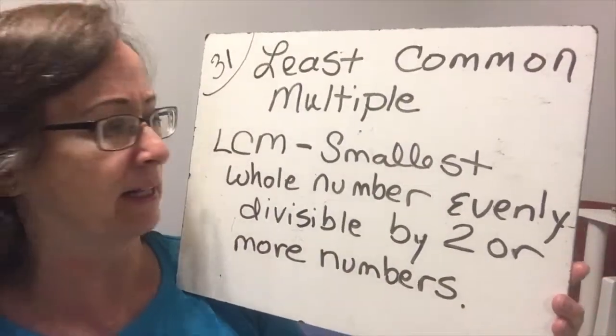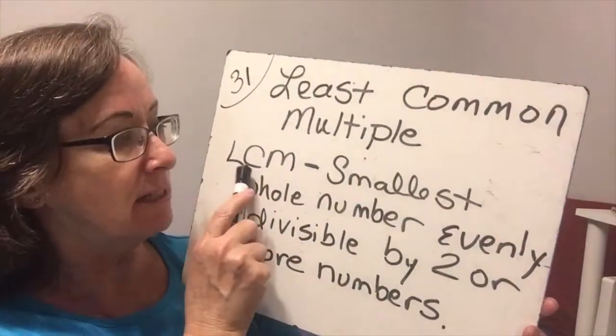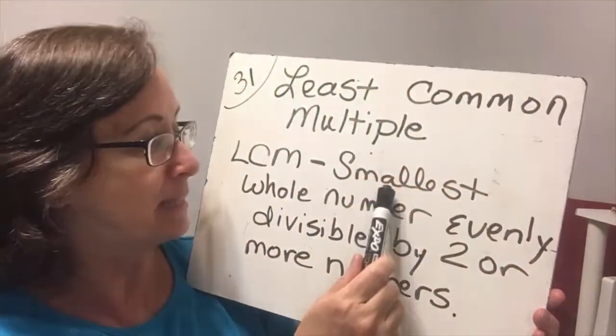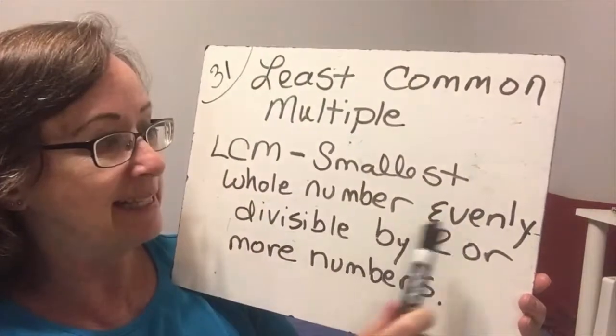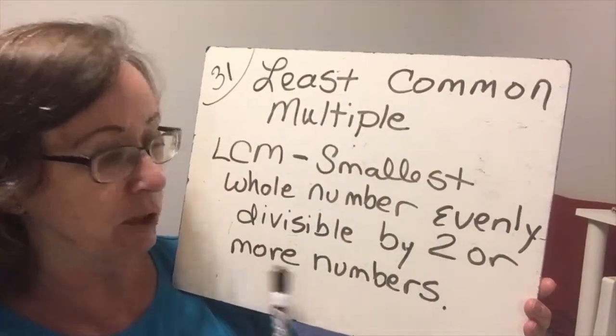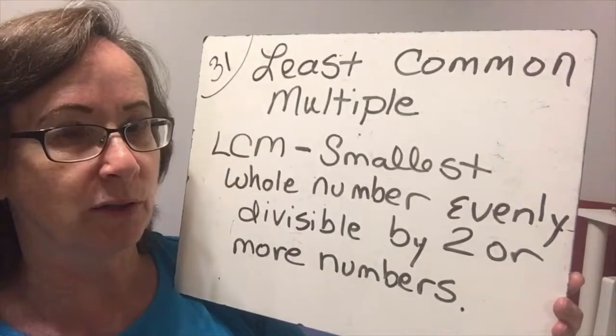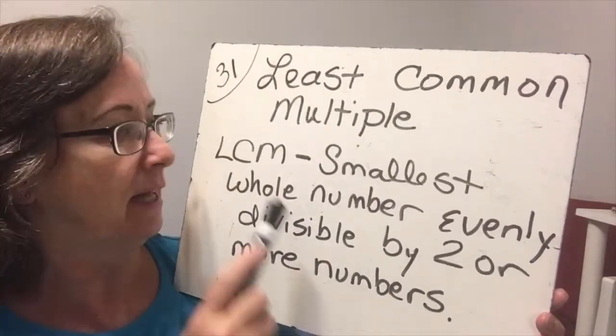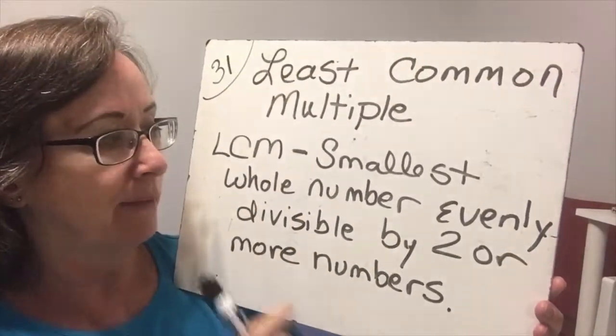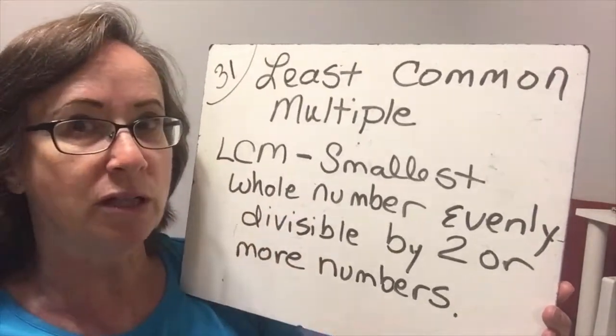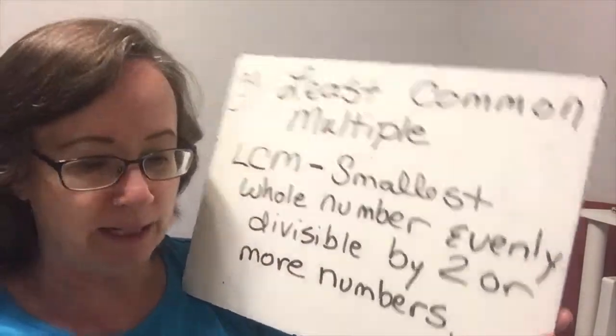So watch very closely. Now the least common multiple is the smallest whole number that is evenly divisible by two or more numbers. So they'll give us the numbers, and then we have to find the least common multiple, the smallest whole number that those two or three numbers will go into.